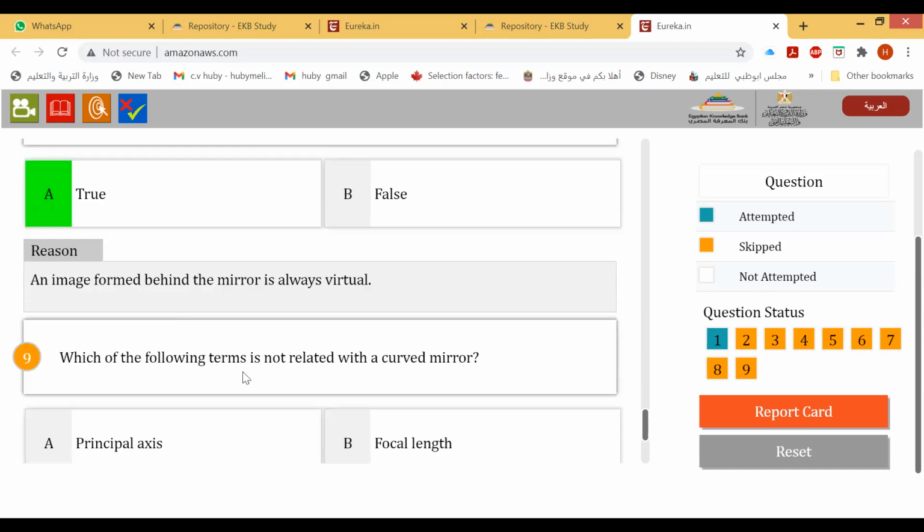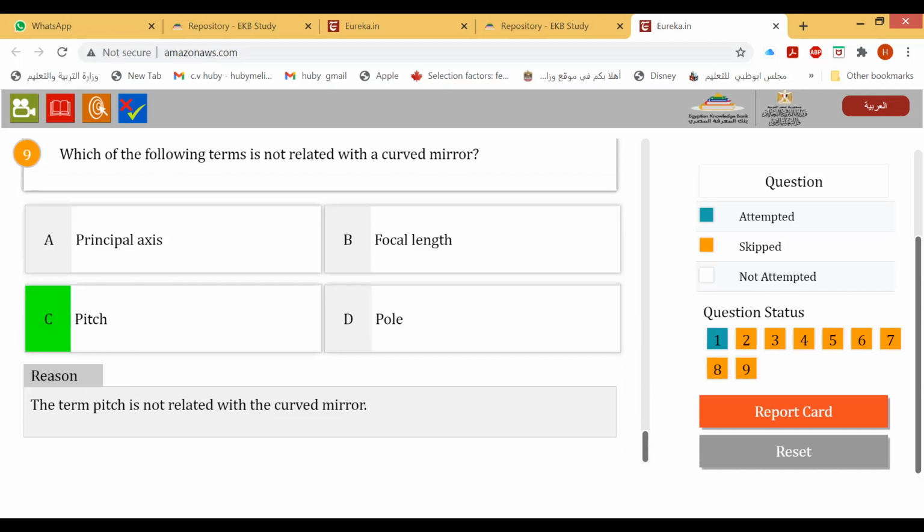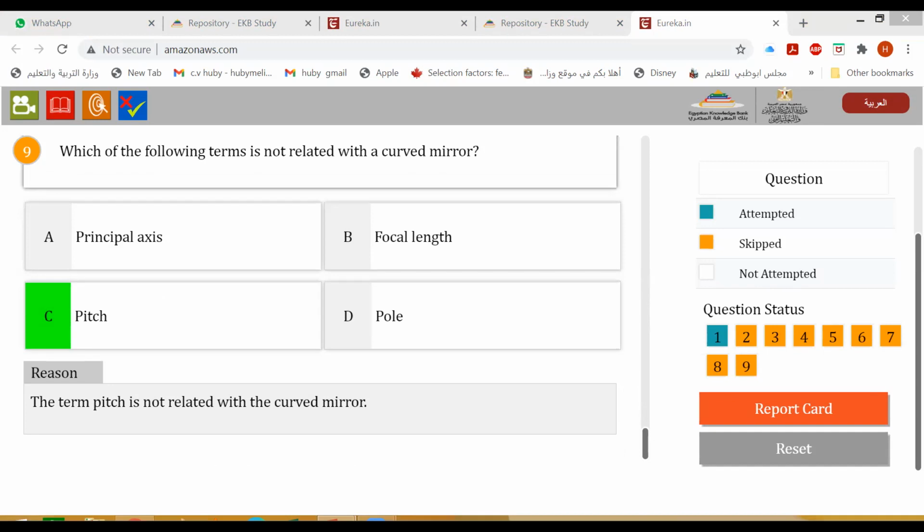Which of the following terms is not related to a curved mirror? Principal axis, focal length, pole, pitch. Of course, we did not learn anything called pitch in this lesson. Next slide, God willing.